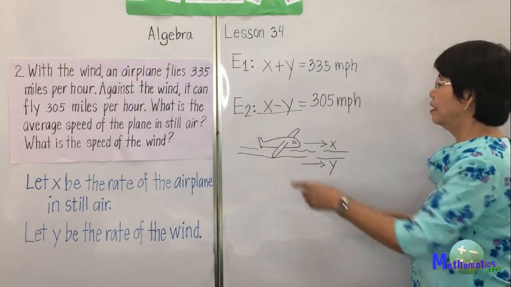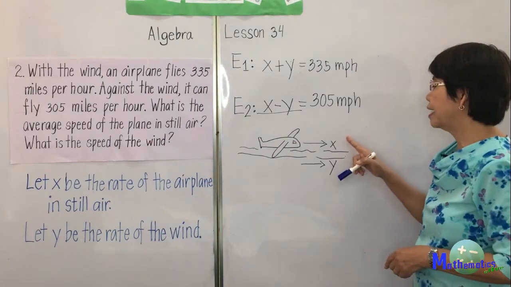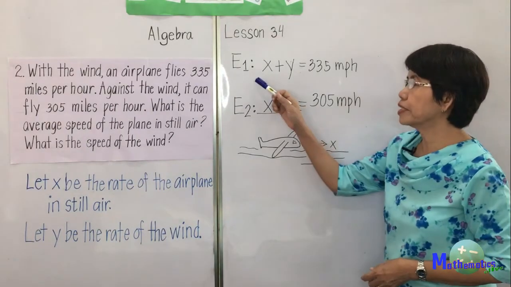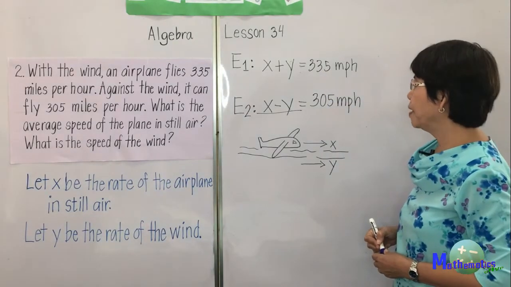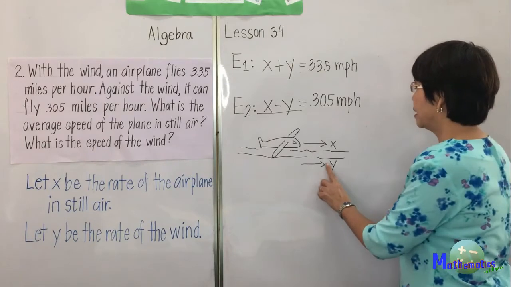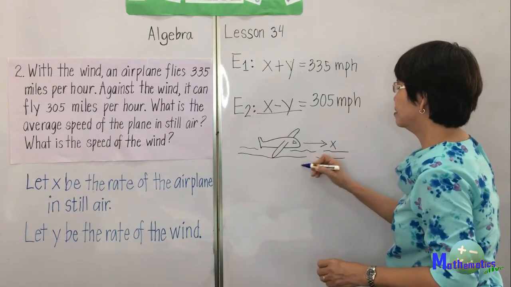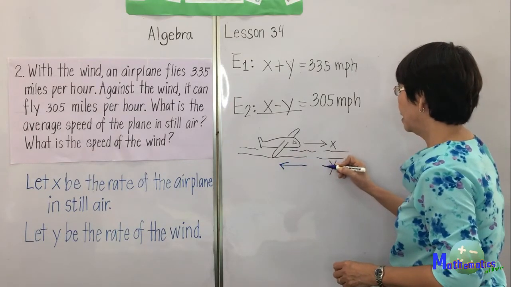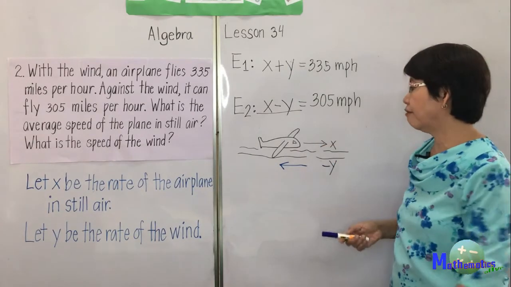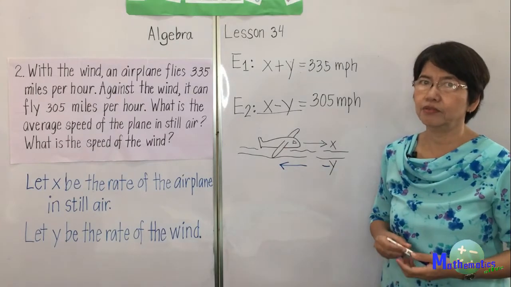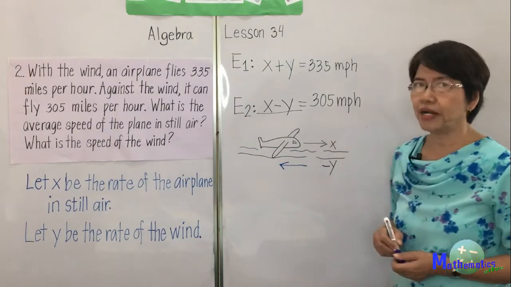And if the airplane is flying with the wind in the same direction, so we add the x and the y. So our equation will be x plus y is equal to 335 miles per hour. And if the direction of the wind is going in an opposite direction, the speed of the wind will counteract the speed of the airplane, so it will be subtracted. So x minus y is equal to 305 miles per hour.